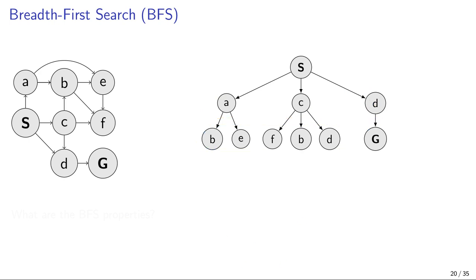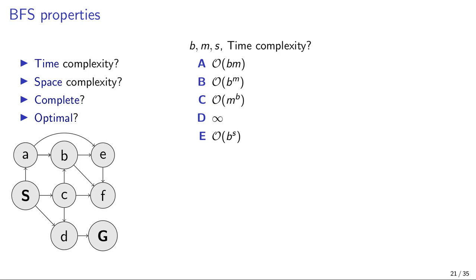So I'm exploring the D, and here, while I was putting the G in the list of frontier nodes, I got the message that the G is the final state, so I stop the algorithm here. And we want to study the properties of this strategy.